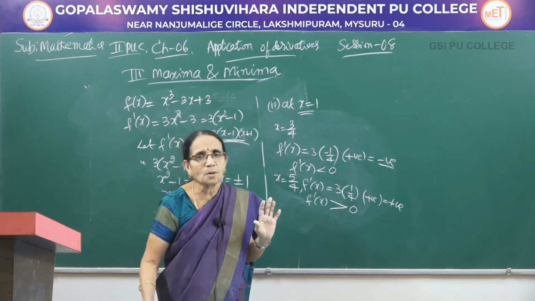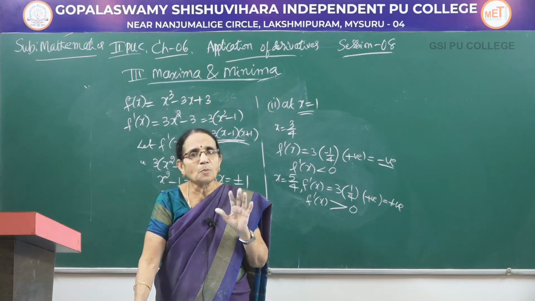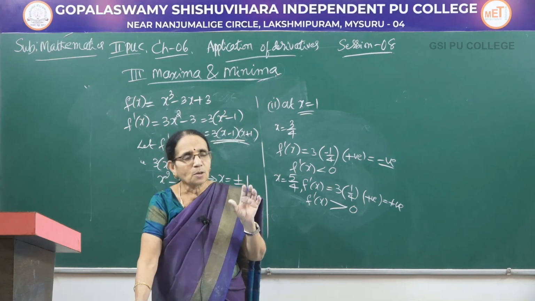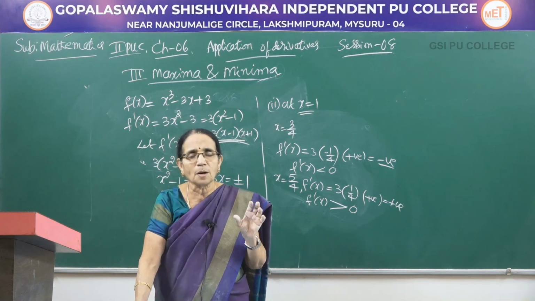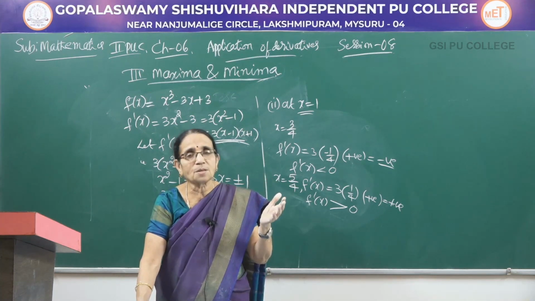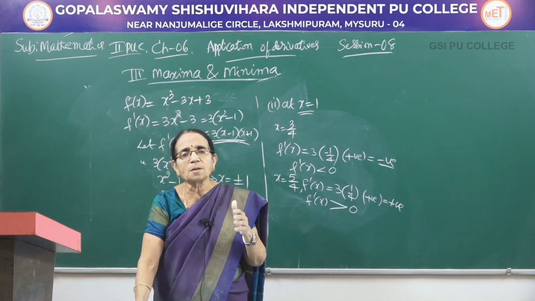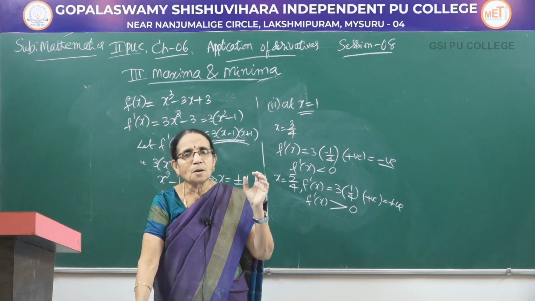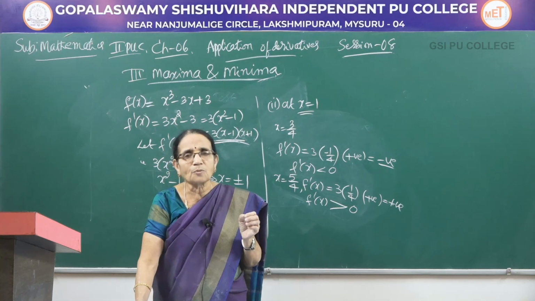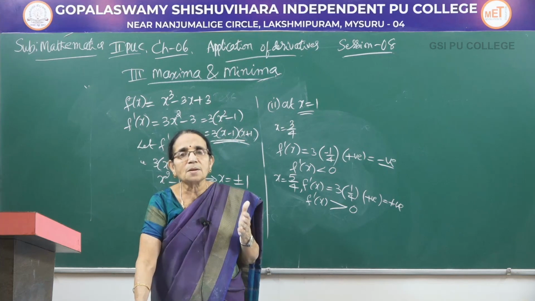So in this session, what have you learned? The meaning or the definition of maximum value and minimum value in general. Then for the local maximum value and local minimum value, when you consider a small neighborhood of a critical point, if f dash x changes sign from positive to negative, it is a maximum point. Negative to positive, it is a minimum point. Those points at which it takes a turn are called turning points, and the values of x at which either maximum or minimum values occur are called critical points.